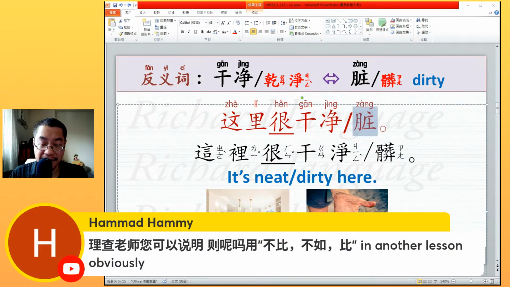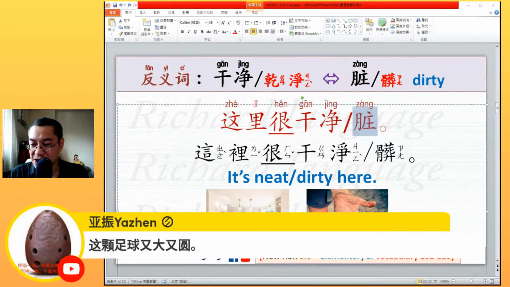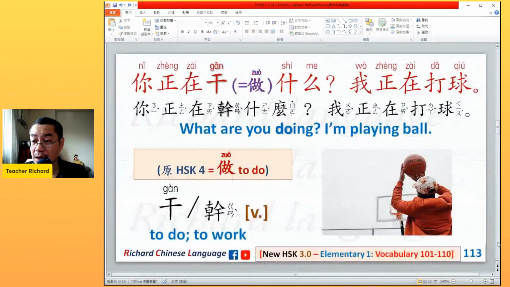Yeah, we can talk about it in other lessons. 不如 or 比, because it's like in HSK level 2, so we cannot talk about it today. Okay, yeah, 雅正这颗足球又大又圆 is also okay. Okay, so let's talk about the next word.